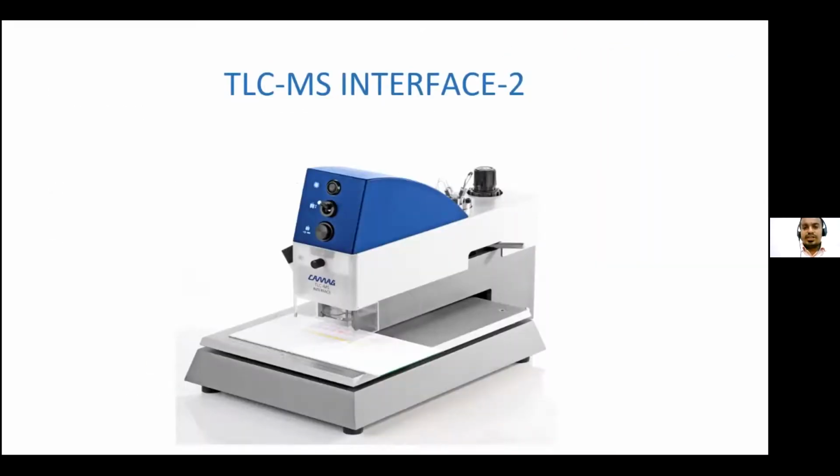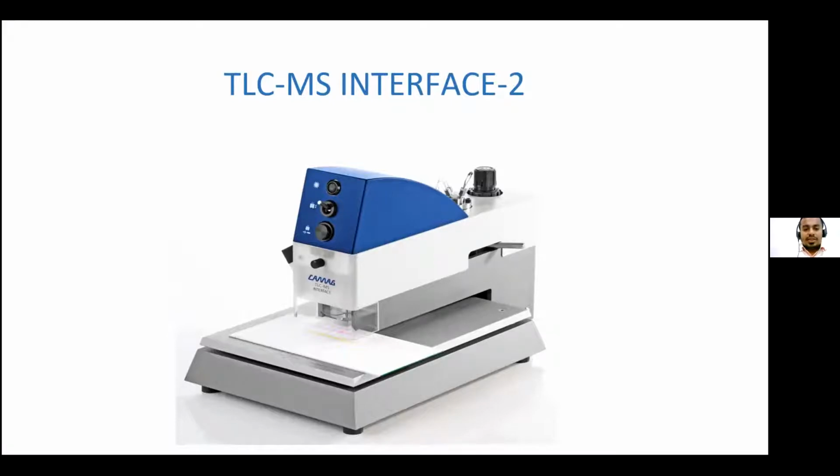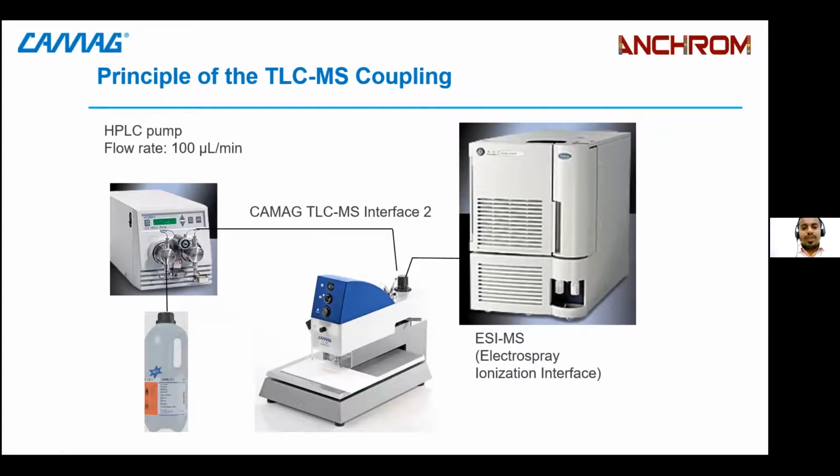Last part is the TLC-MS interface 2. Here you can see, we need to keep the plate below the elution head, and after that this elution head will elute that particular separated component, and it will transfer it to MS, where you will get the mass data, and you can take that particular analyte to IR also. So like this, you need to make the connection.